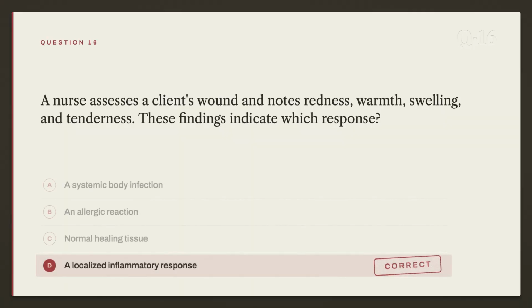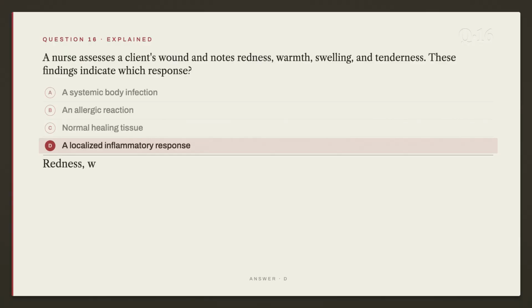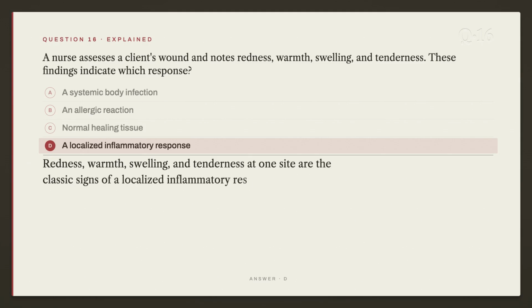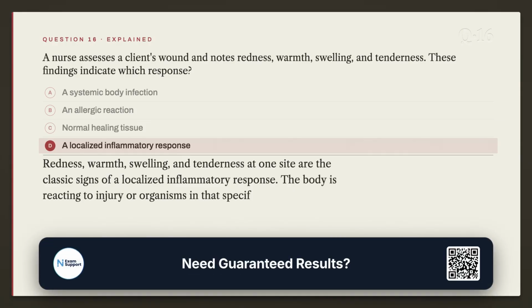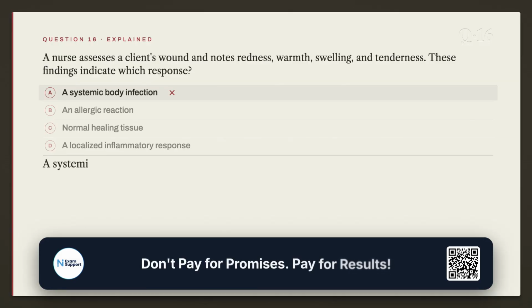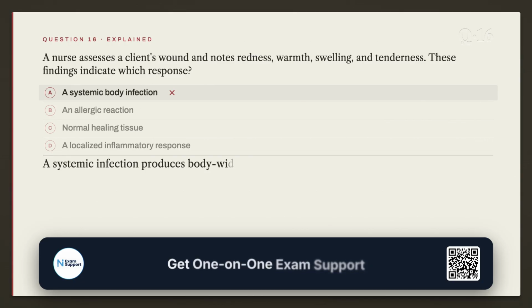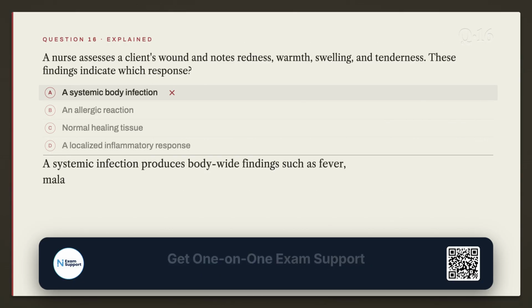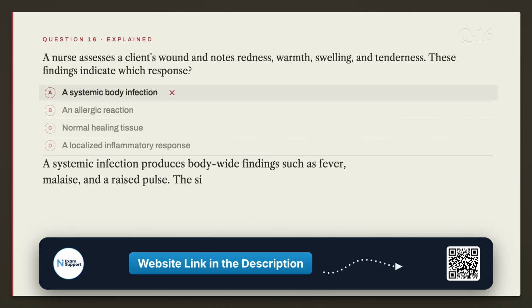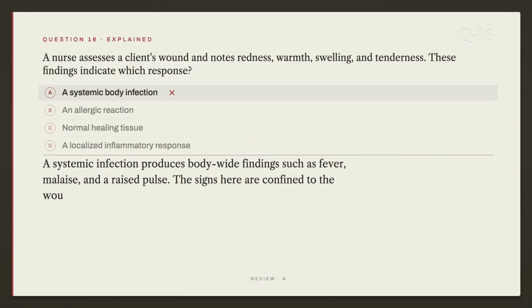The correct answer is D, a localized inflammatory response. D is correct because redness, warmth, swelling, and tenderness at one site are the classic signs of a localized inflammatory response. The body is reacting to injury or organisms in that specific area. A is wrong because a systemic infection produces body-wide findings such as fever, malaise, and a raised pulse. The signs here are confined to the wound, which points to a local rather than systemic response.